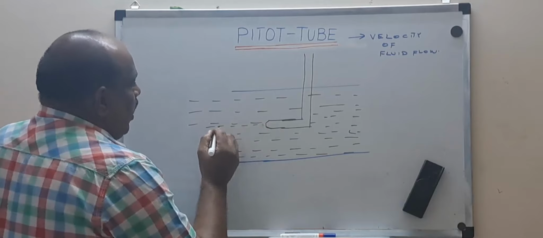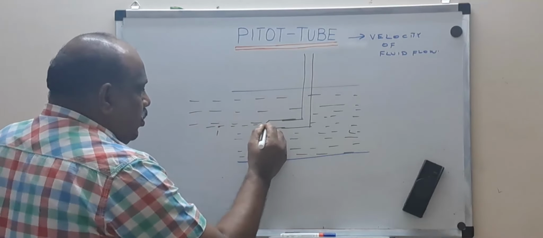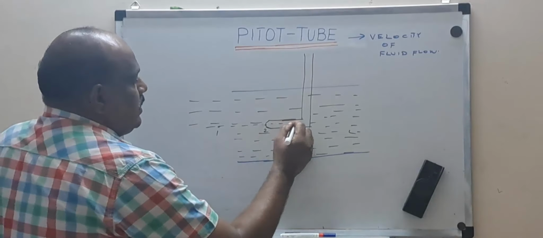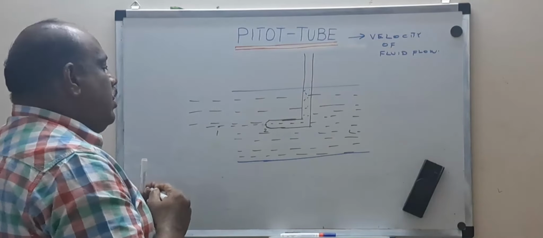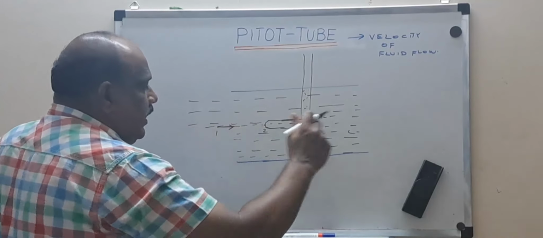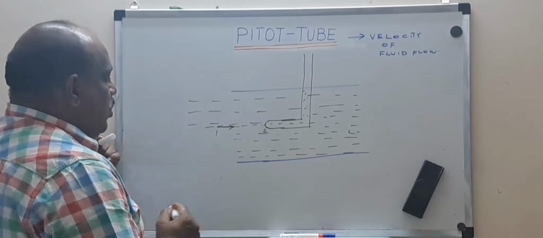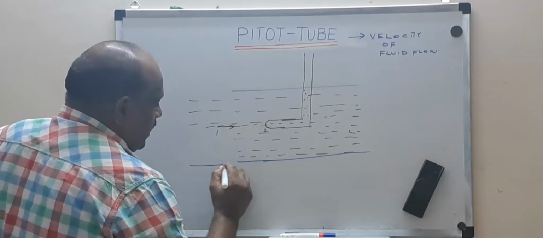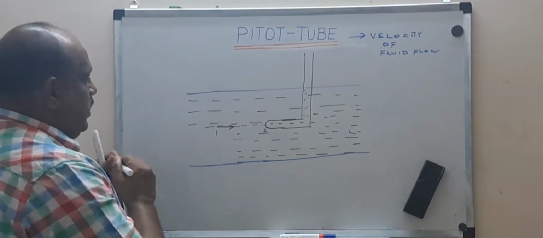Now let us take this point as 1, which is far away from the location. Now let us take another point 2. I am going to consider the streamline, or the particles, traveling along the line 1, 2. Please extend the domain. Okay, I hope now it's clear.